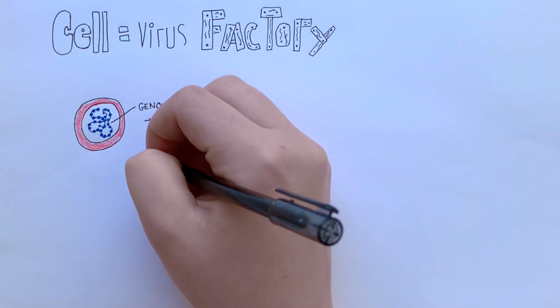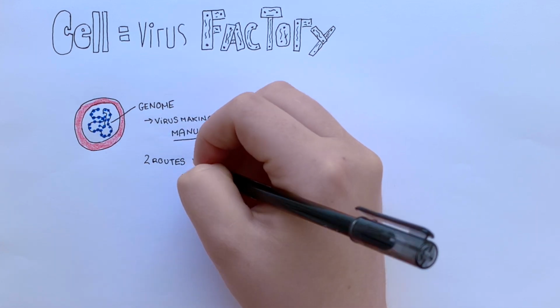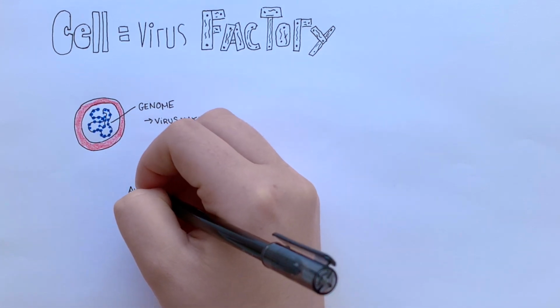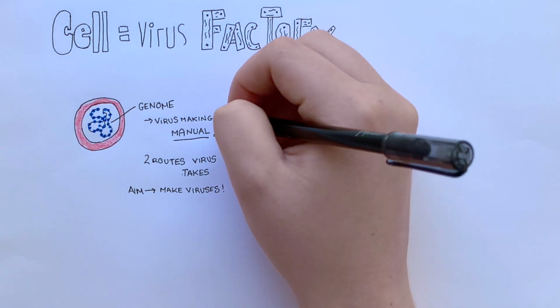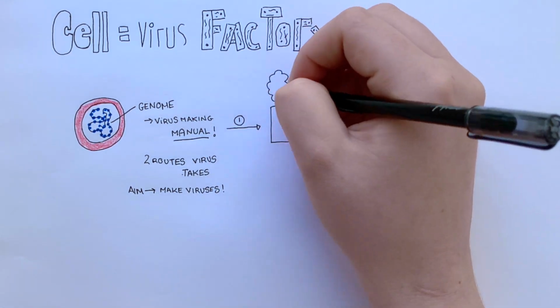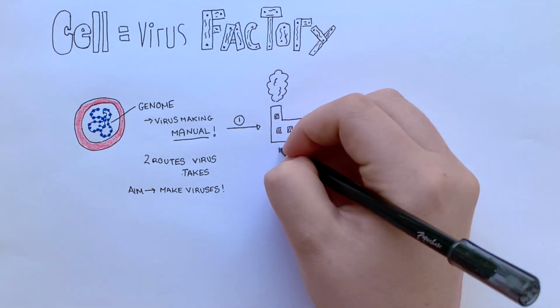So a virus will enter the cell and eventually all the proteins will dissociate and you will get a genome. So this is like your virus making manual. It has all the instructions to make a virus on it. And there's two routes this manual can take.